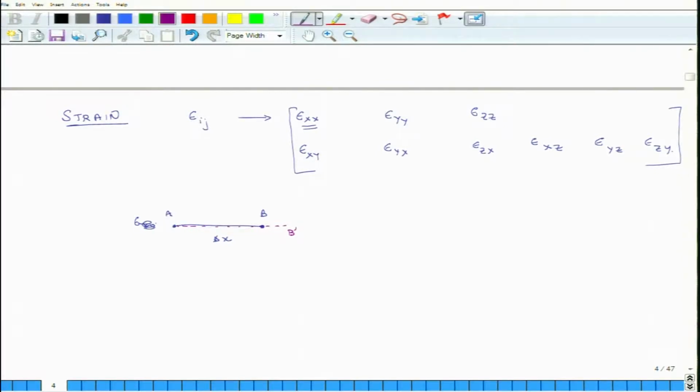Okay. So, that is my reference, so I just keep it fixed, but I can not only stretch it, I can also rotate this line element. So, I have rotated this line element, and let us say this is B prime prime. So, I stretch it and then I rotate it. This is my final position.